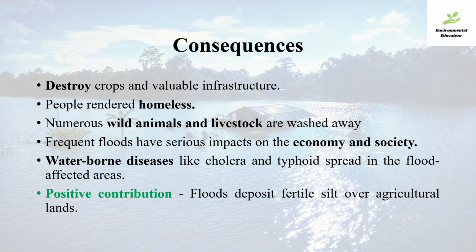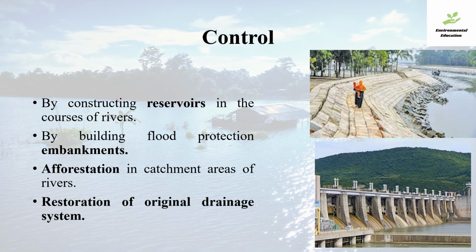Floods also make a few positive contributions. Every year, floods deposit fertile silt over agricultural fields, which is good for the crops. Floods can often be controlled by various means like constructing reservoirs in the courses of rivers. It stores the extra water at the time of flood. Such measures adopted till now, however, have not always been successful. For example, dams built to control floods of the Damodar River in India could not often control floods.